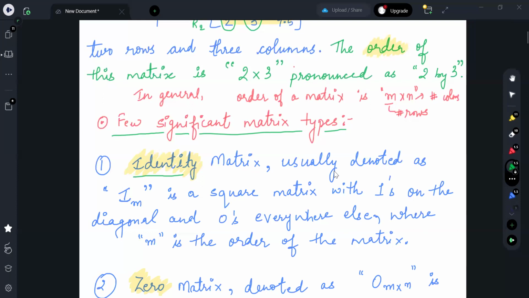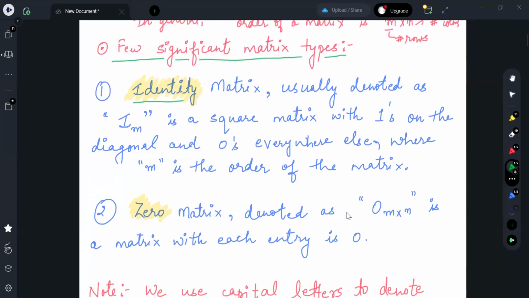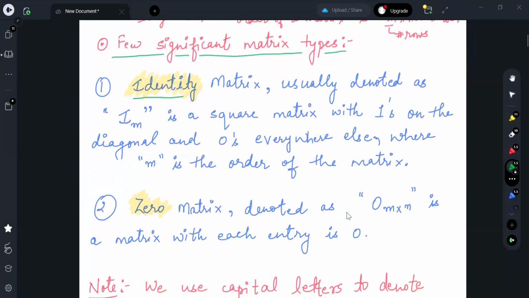Now, we'll talk about identity matrix later on with more examples, but I'm just giving you a general definition. For example, if I want to write the identity matrix of order 2, it will be a square matrix. The main diagonal will have 1. Everywhere else, I'll have 0.